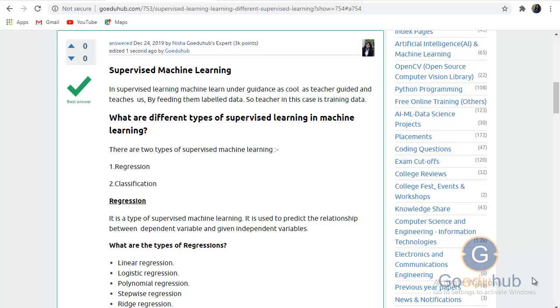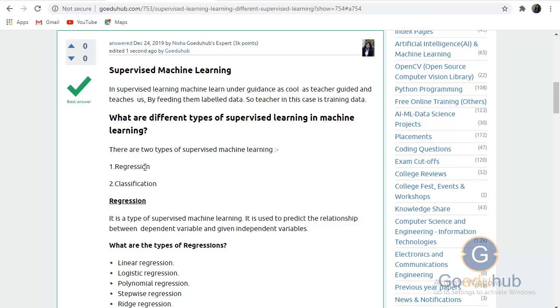In supervised machine learning, the machine learns under guidance, as if a teacher guides and teaches it by feeding it labeled data. So the teacher in this case is the training data, right? And there are different types of supervised learning in machine learning. We can say there are two types of supervised learning: one is regression and another one is classification. So first, coming to regression.